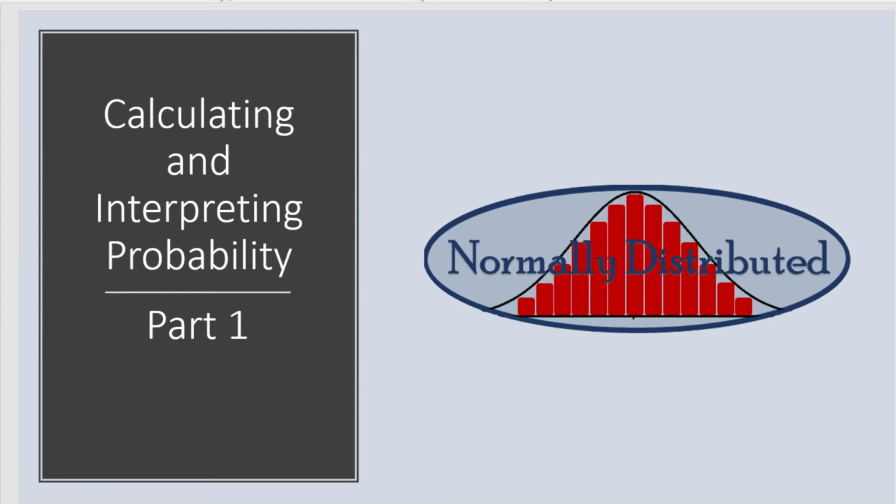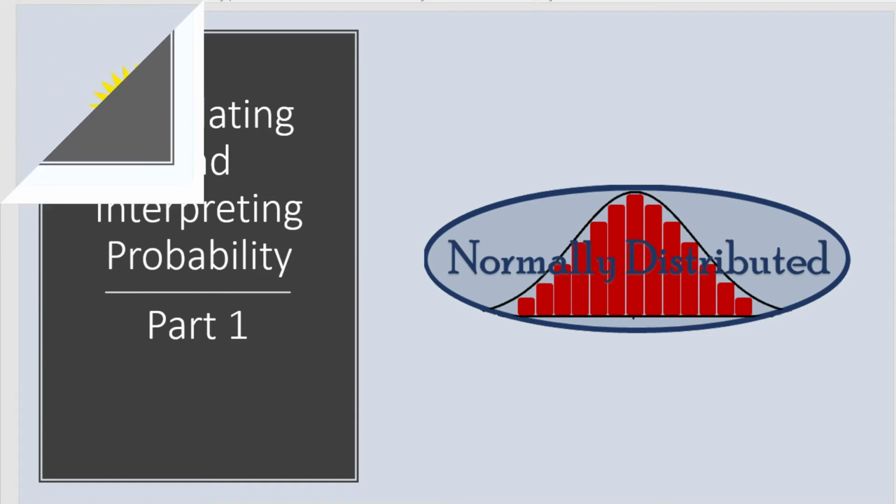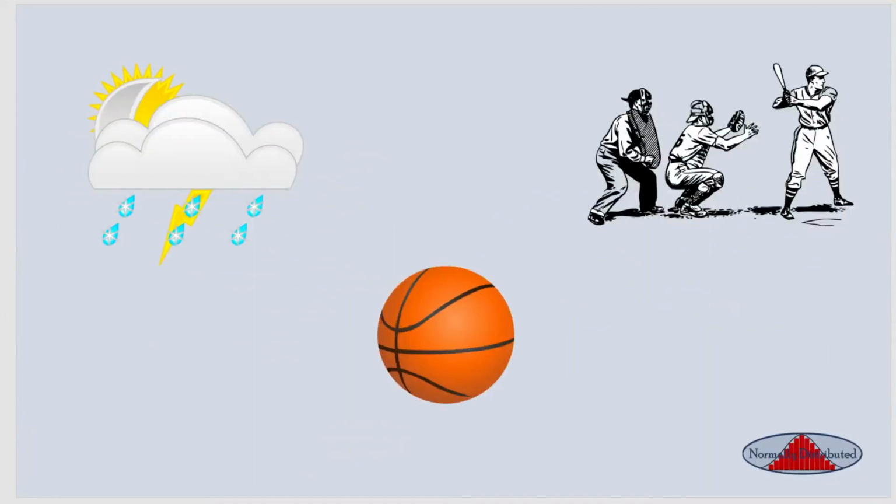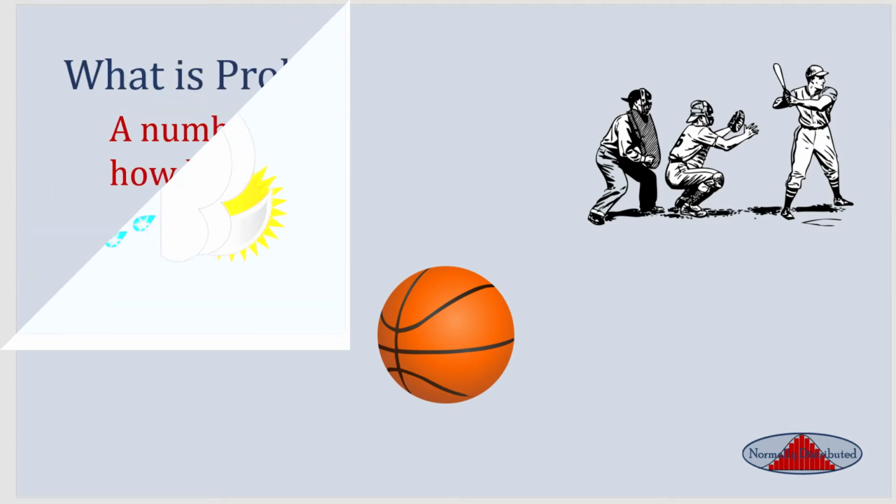Today I am bringing you part one of calculating and interpreting probabilities. Now, as you may or may not know, probabilities are everywhere in life, from a weather forecast that says there's a 60% chance of rain to Stephen Curry shooting 90% from the free throw line, or Bryce Harper, whose batting average is .312. Probabilities are going to be everywhere in life, and it's essential that you understand how to interpret them and estimate them for fun.